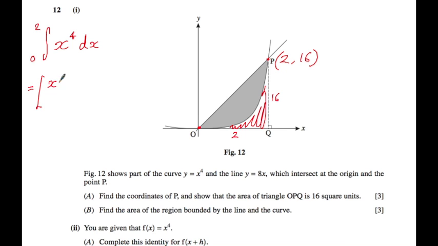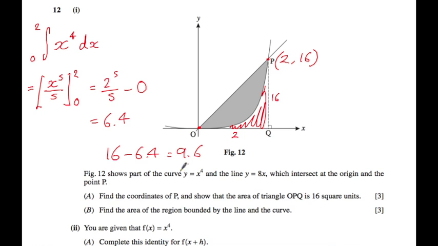So x to the 4 becomes x to the 5 over 5 between 2 and 0. So I've got to sub in 2 to the 5 over 5 minus 0 to the 5 over 5, which is 0. So 2 to the power of 5 is 32, divided by 5 is 6.4. So for our area, we're going to have to do 16 minus 6.4, which is 9.6. Okay.